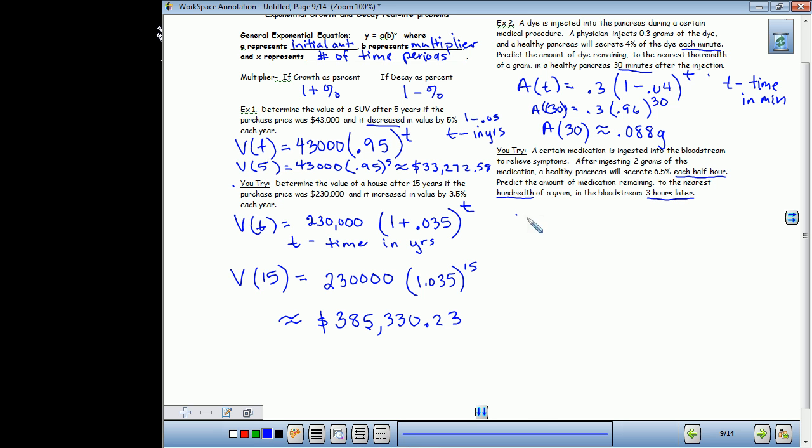Okay, so the amount with respect to time is represented by the equation 2 times 1 minus 0.065 to the t. Now I have to define t. As I wrote it, t represents each half hour. Time in 30-minute intervals.